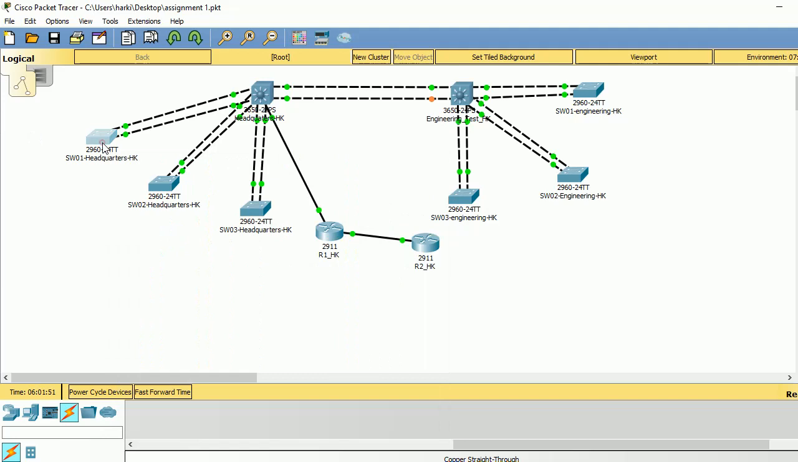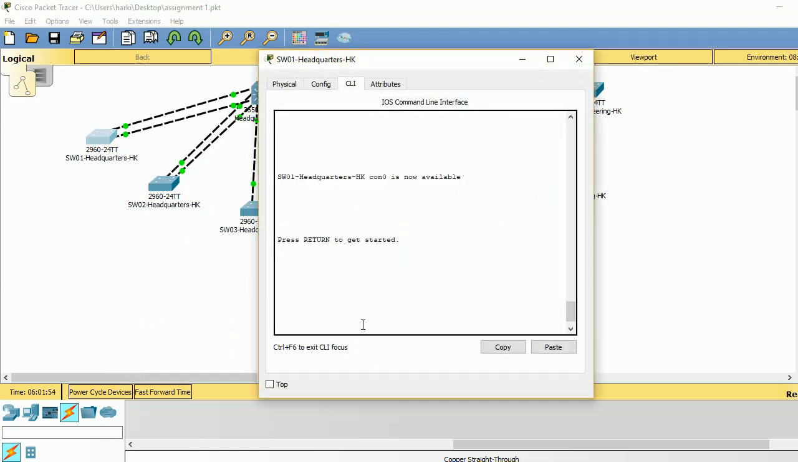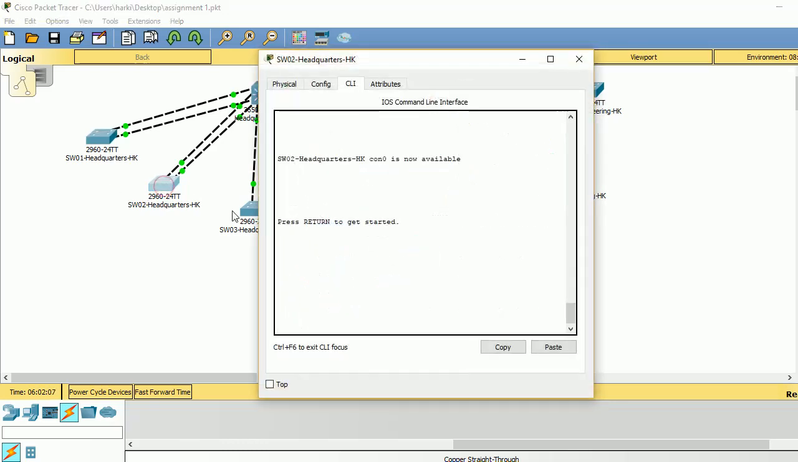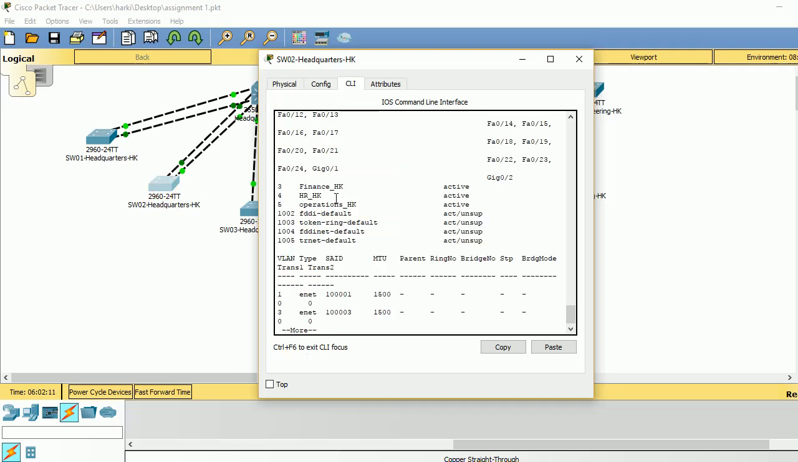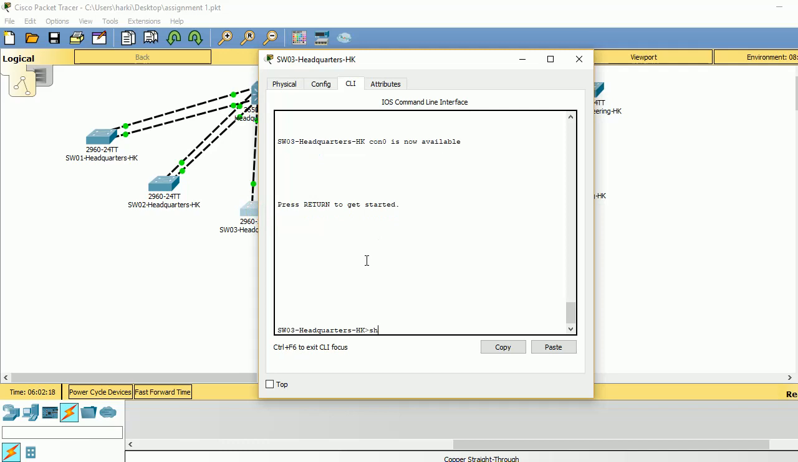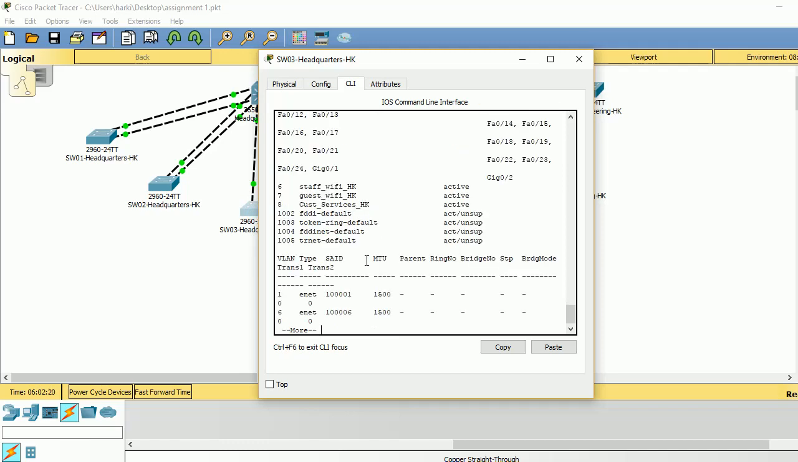These 3 edge switches were configured so that they had some VLANs. For example, this switch had one business data center VLAN, and this was the same with all other switches. This included finance, HR, and operations. This had staff Wi-Fi, guest Wi-Fi, and customer services.